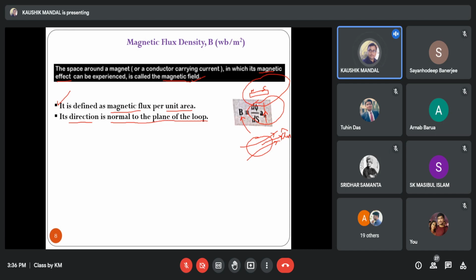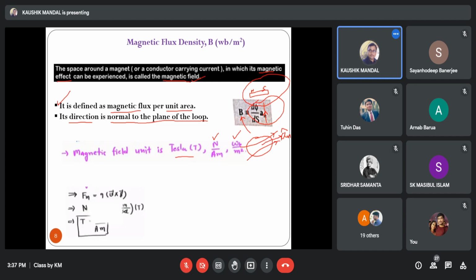Now we have to consider the unit of this magnetic flux density. What will be the unit? I think you are familiar with that. That is Tesla. Tesla is basically Newton per ampere meter, or that is also known as Weber per meter square. One by one we will discuss it. Though this particular equation we have still not discussed in this electromagnetic theory class.